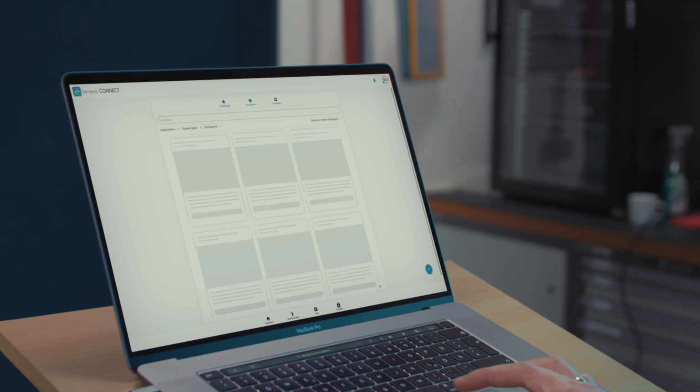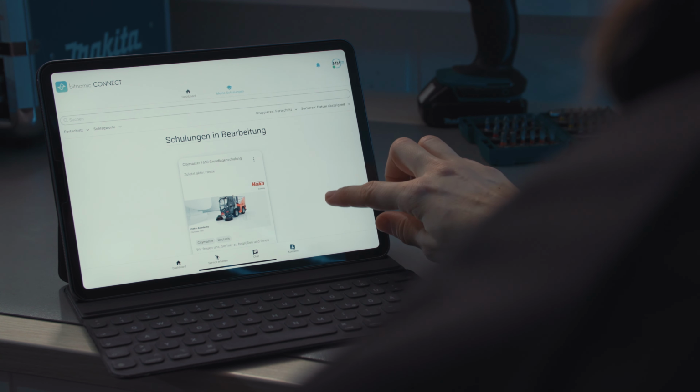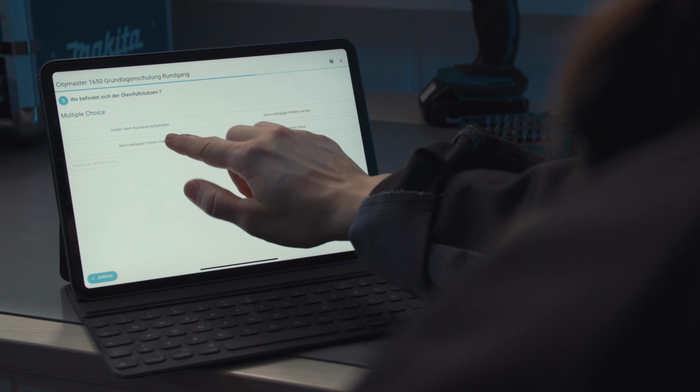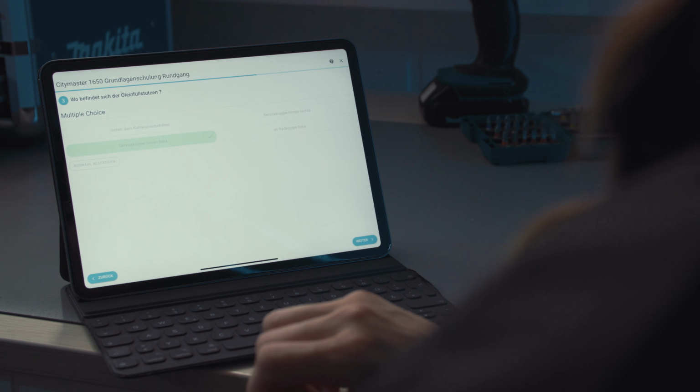You assign the prepared learning content specifically to the relevant people, who then acquire the new knowledge independently. You can ensure learning success with targeted knowledge checks. This gives you an overview of your staff's level of knowledge at all times.